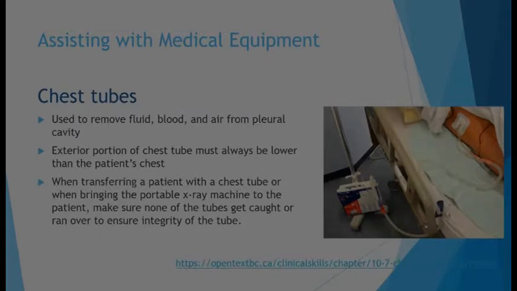Chest tubes are used to remove fluid, blood, and air from the pleural cavity. The exterior portion of the chest tube must always be lower than the patient's chest. When transferring a patient with a chest tube, or when bringing a portable X-ray machine into the patient's room, make sure none of the tubes get caught or run over, to ensure the integrity of the tube.